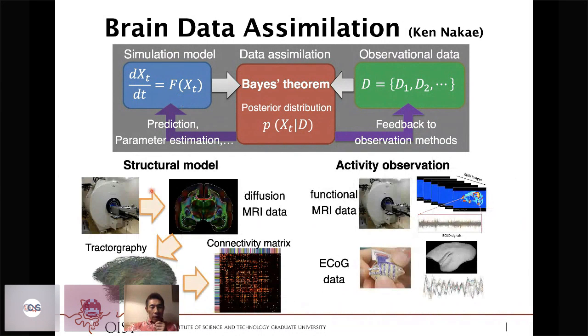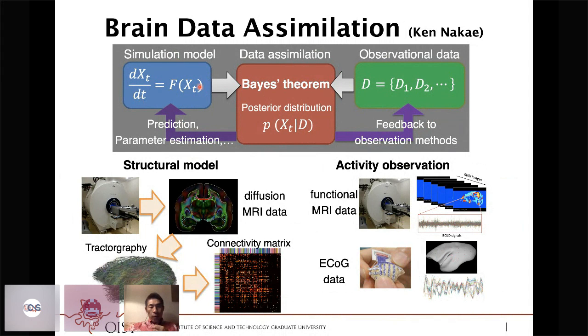So we have a structural model coming from a diffusion MRI and the tractography, which gives us a connection matrix. And we have observation of the activity from the functional MRI or electrocorticogram, electrodes placed on the surface of the brain. And then we can combine the model based on such connectivity data with the measurement by the MRI or ECoG in the framework of data assimilation. So when this model is linear, we can use a simple, classic Kalman filtering.